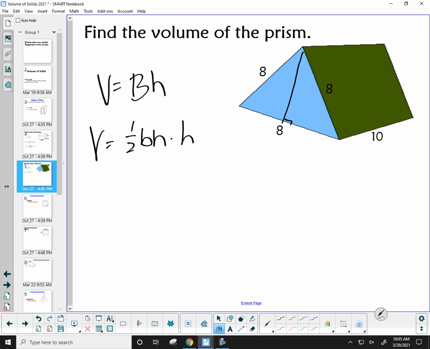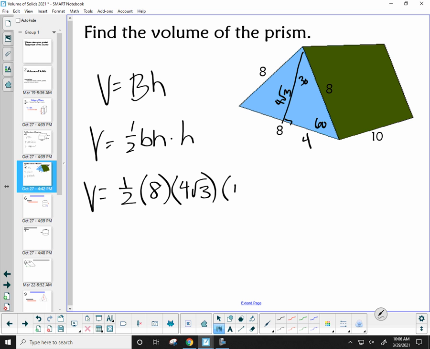If I draw in a height, what have I created? What kind of triangle is this? It's a 30, 60, 90 triangle. So my hypotenuse is 8. What's my short leg? 4. And then my long leg is 4 radical 3. Good. So let's fill in what we know. We have 1/2. What's the base of my triangle? 8. The height of my triangle is 4 radical 3. And then the height of my prism, the distance between the 2 bases, has to be 10.